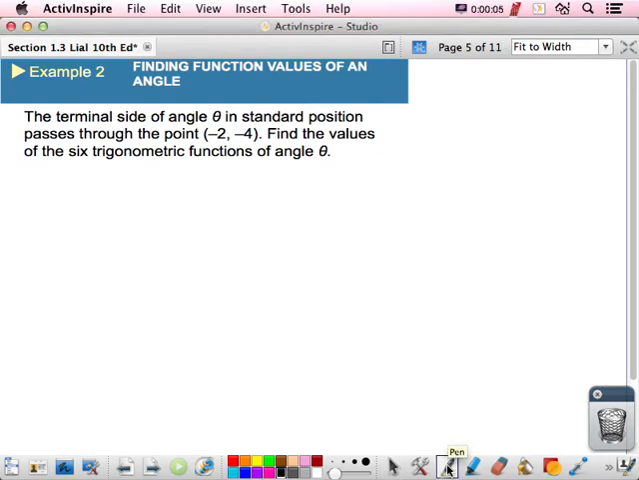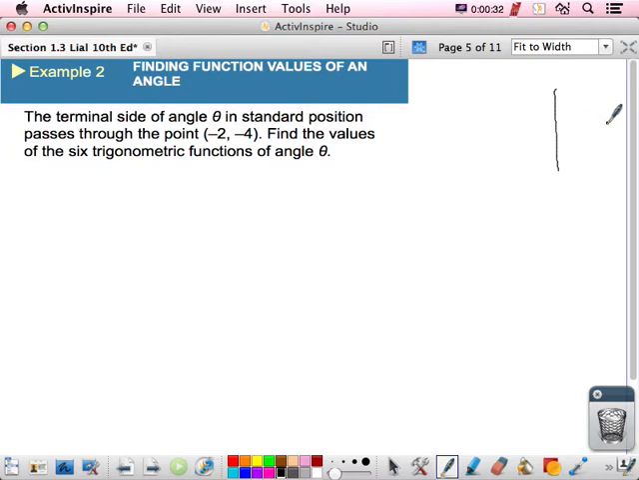For our next example, we want to find the 6 trig functions of theta if the point in question is (-2, -4). So the first thing we want to do is draw our diagram. So the point (-2, -4) is in what quadrant? Quadrant 3, yeah, it is in the third. Okay, so let's go over here and let's draw that.